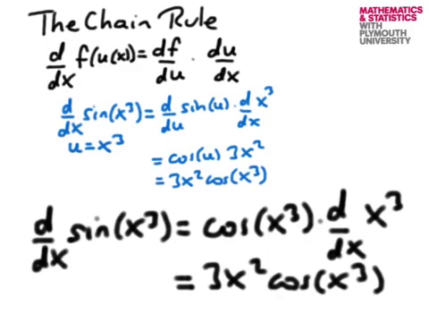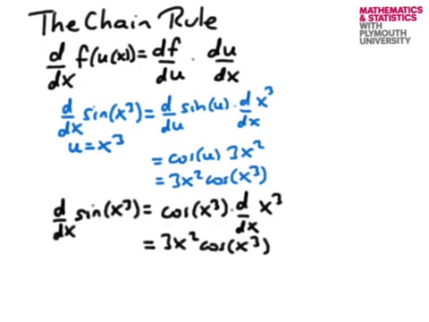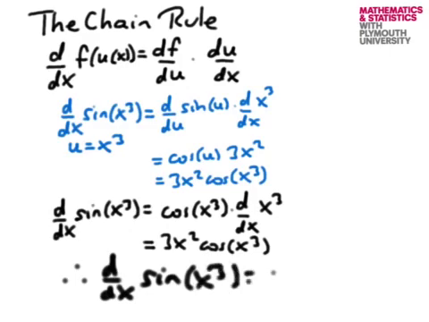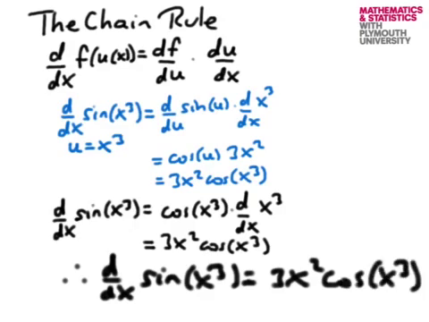So I'll just make myself some room and end nicely. So therefore, the derivative of the sine of x cubed is 3x squared times the cosine of x cubed. And that is our final result.